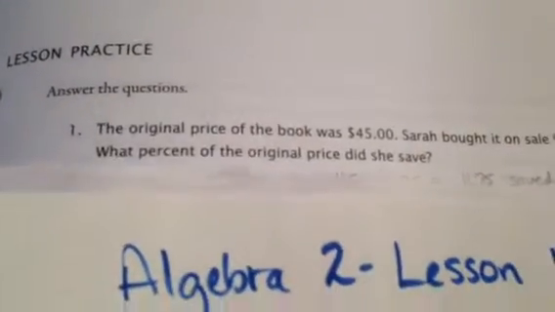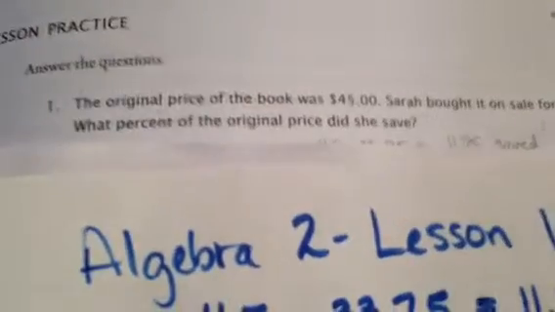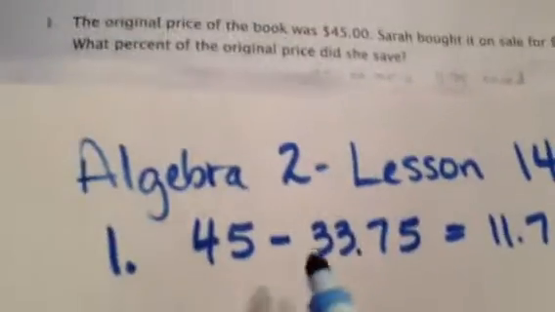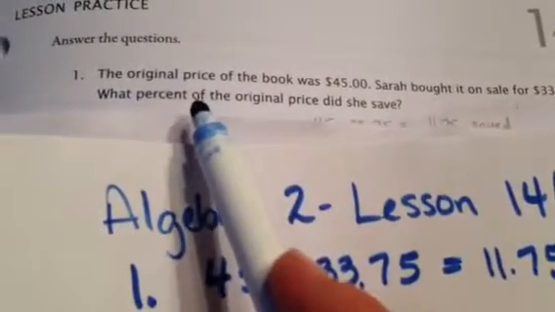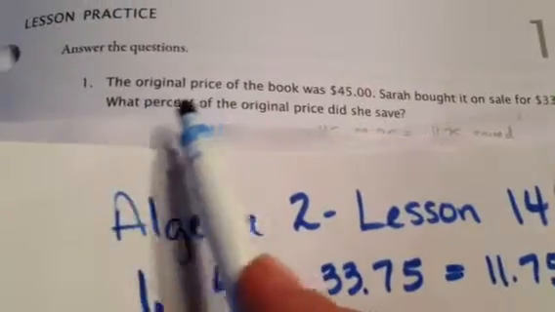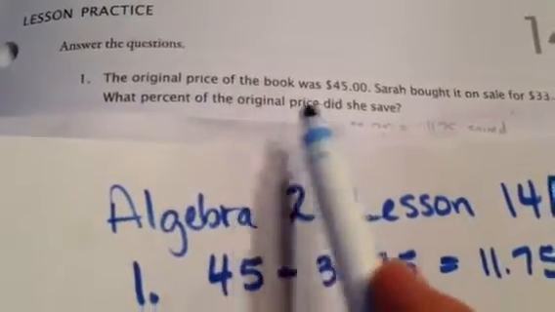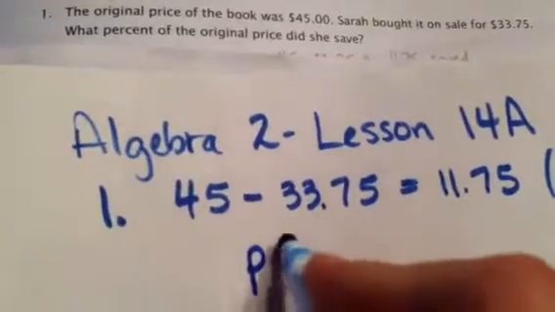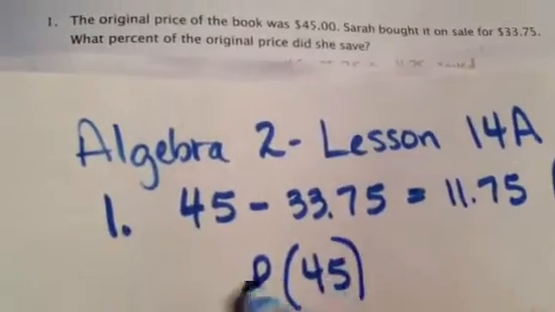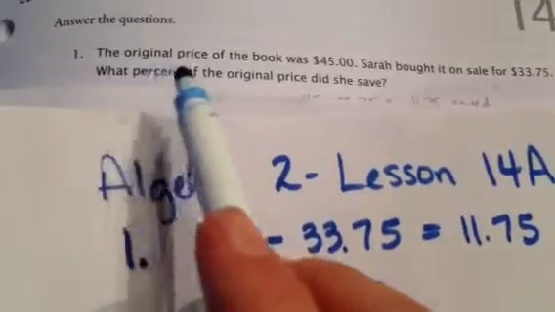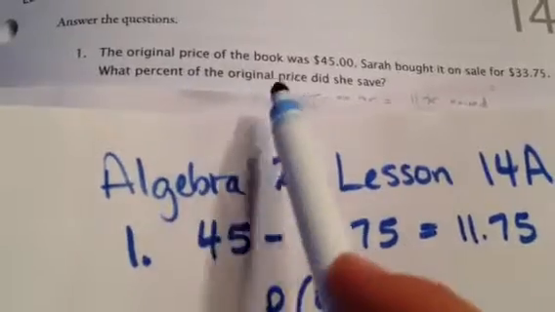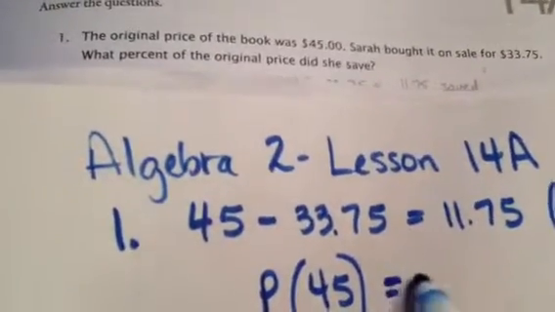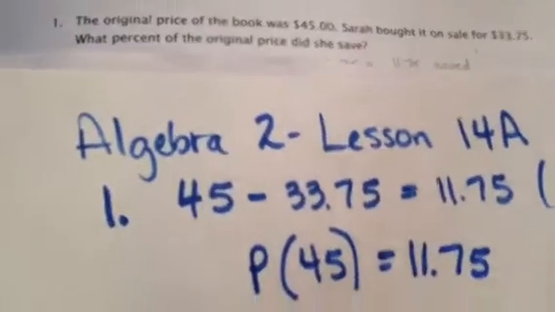Notice it says what percent of the original price did she save. Now there's two ways to write this. I want to see some kind of an equation. Let's say I let the letter P stand for percent because that's what I'm looking for. Does everybody realize "of" is the key word for multiplication? So it wants the percent times the original price, which you could write as 45P. I'm just writing it just like I see it: percent times original price is what she saved. So this would be an equation.